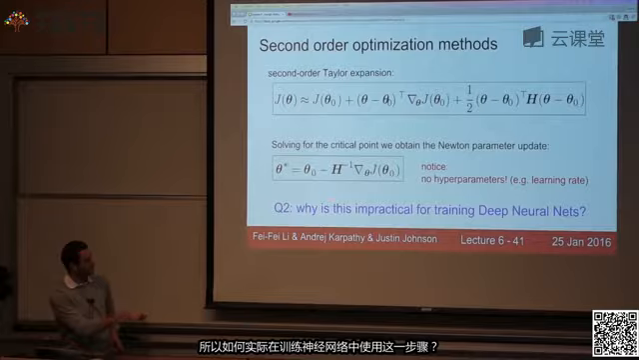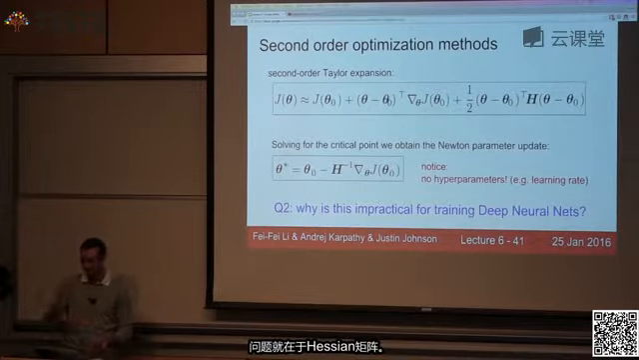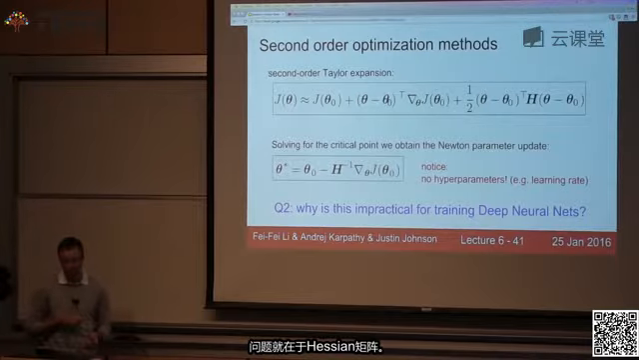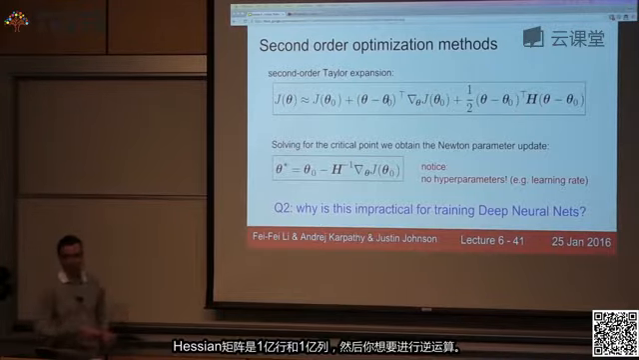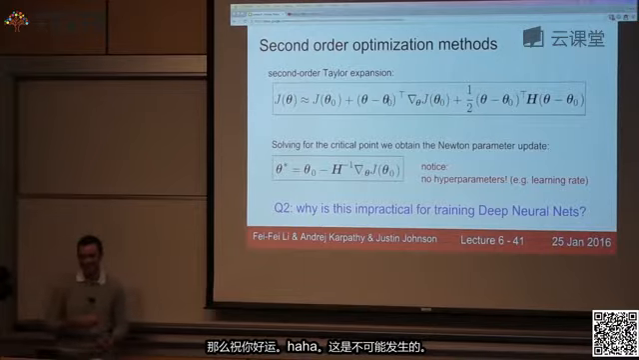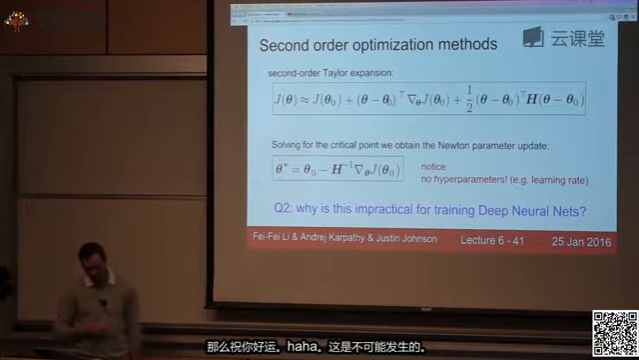Why is it kind of impractical to use this step update in training neural networks? Good. Your Hessian will be gigantic because you have way too many parameters. Yeah. So the issue, of course, is the Hessian. Say you have a 100 million parameter network. Your Hessian is a 100 million by 100 million matrix, and then you want to invert it. So good luck with that. So this is not going to happen.